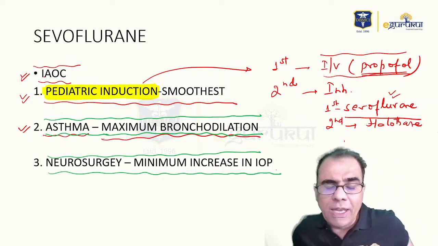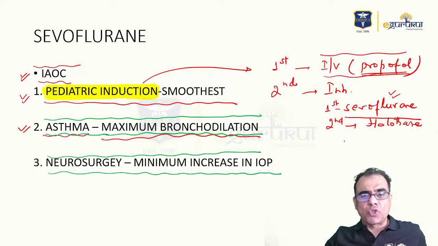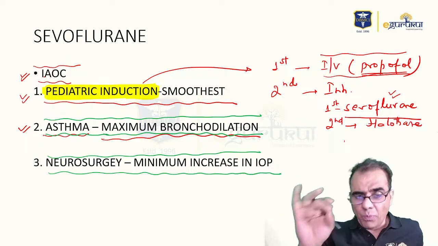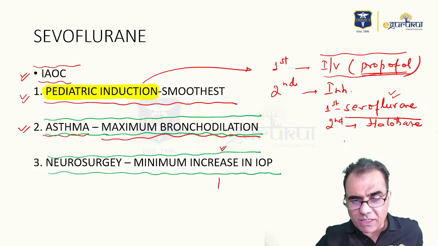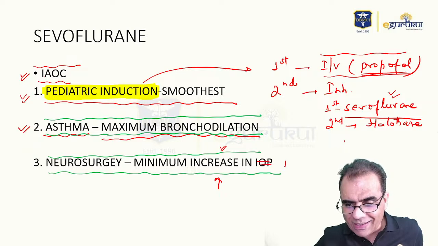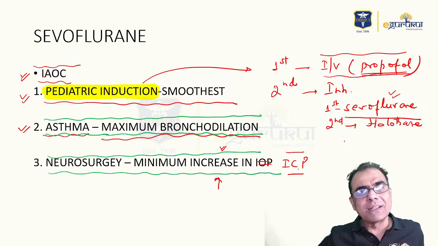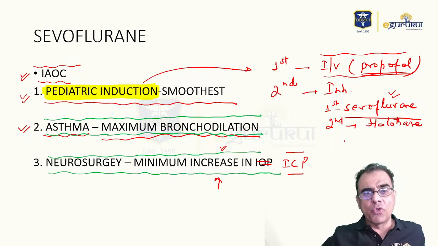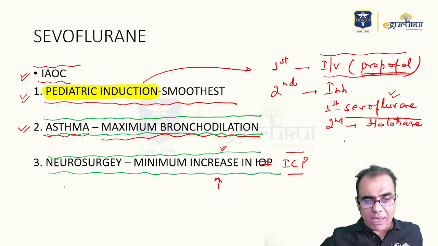And why do I use the green pen? Because in books you may find isoflurane being mentioned as the inhalation agent of choice for neurosurgery, because previously we used to believe that isoflurane causes minimum increase in intracranial pressure. See, all inhalation agents increase intracranial pressure. So don't think that they don't increase it. All increase it, including sevoflurane. But with sevoflurane, it is minimal as compared to other agents, making it the inhalation agent of choice for neurosurgery.